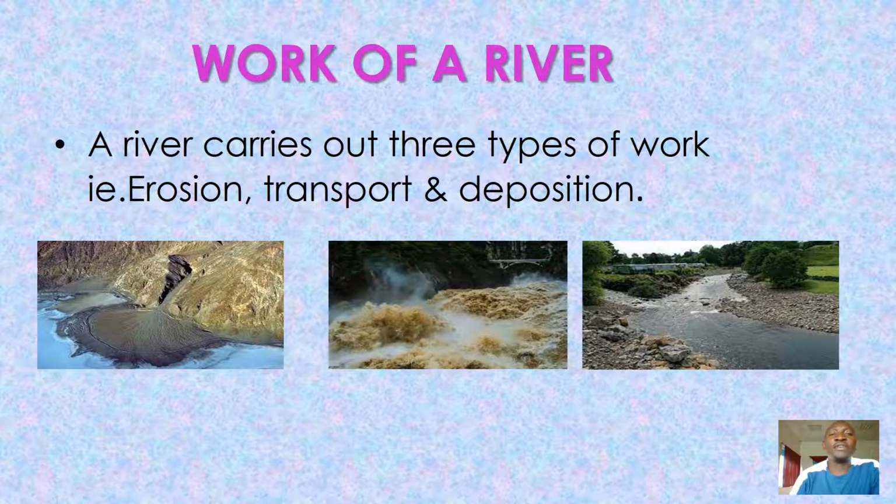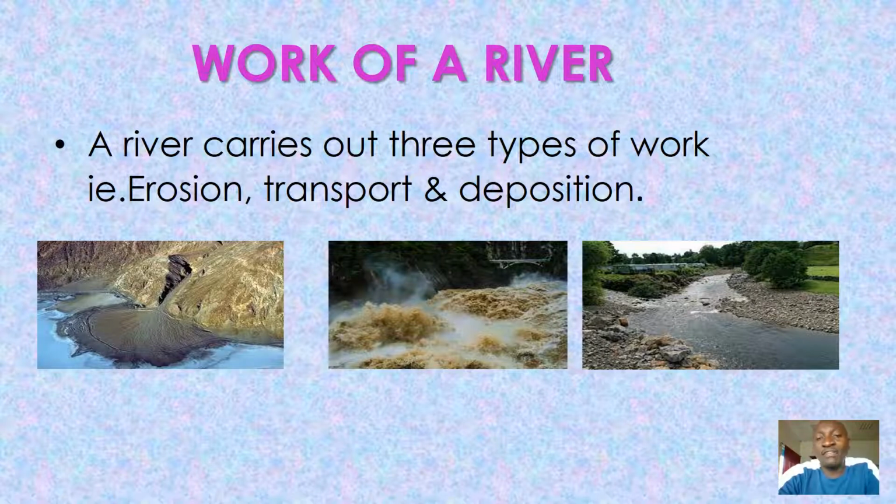Now, as the river flows, it carries out three types of work. We have river erosion, river transport, and river deposition. In our first picture on your left, we see how powerful a river can be. It can erode material depending on the resistance of the material versus the power of the water and the gradient on which the river is flowing. In the initial stages of the river, erosion is very powerful.